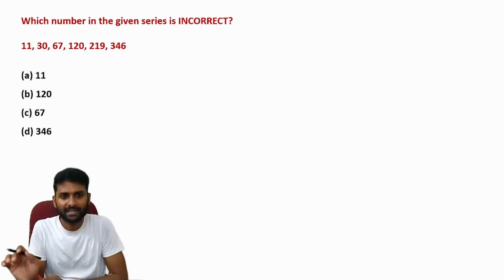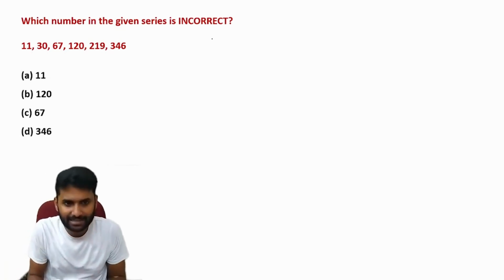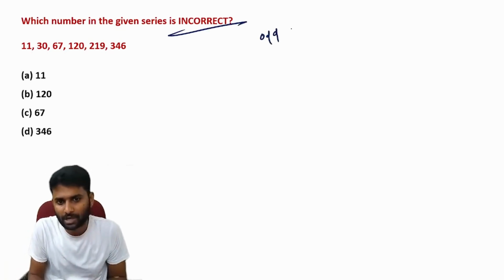So which number in the given series is incorrect? Incorrect means they are talking about the odd one out.